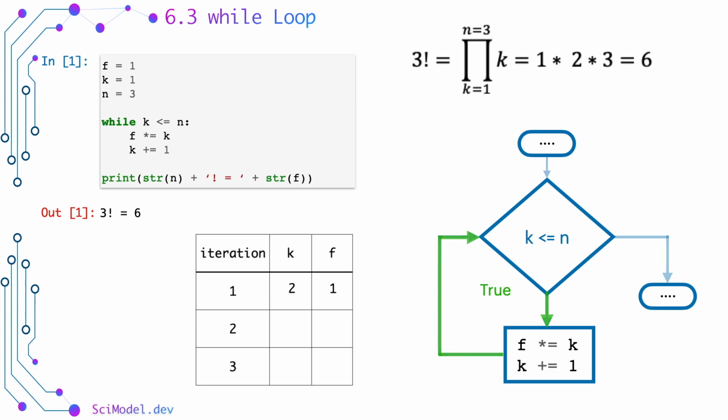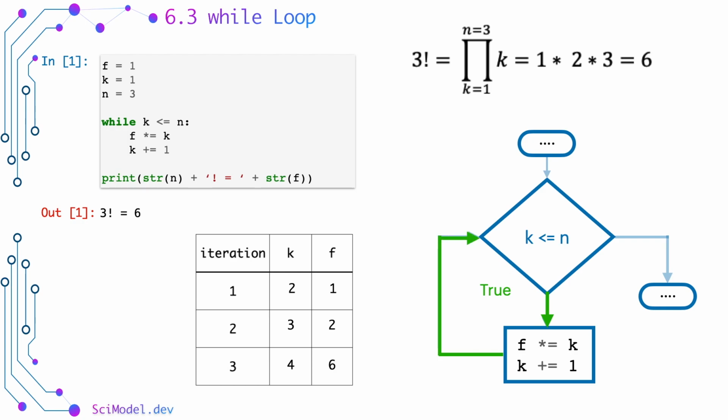Next, the while loop checks the condition again: 2 less than or equal to 3. This is true, so the expression of the while loop is executed, and the values of f and k are updated as shown in the table. Next, the while loop checks the condition again: 3 less than or equal to 3. This is true, so the expression of the while loop is executed, and the values of f and k are updated as shown in the table.